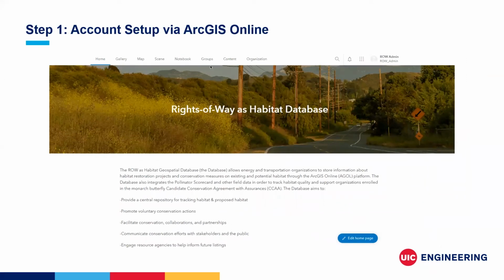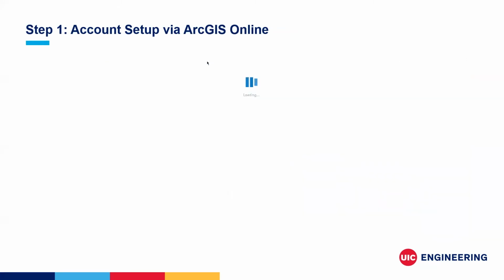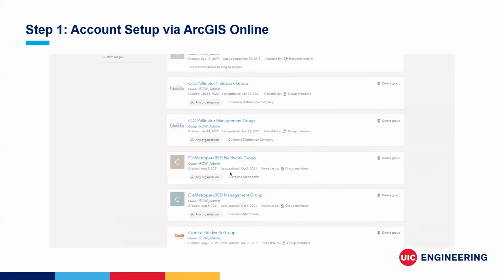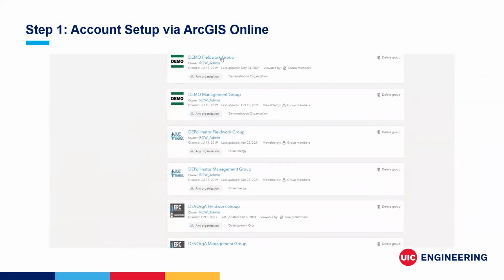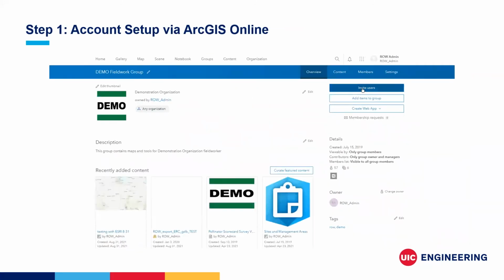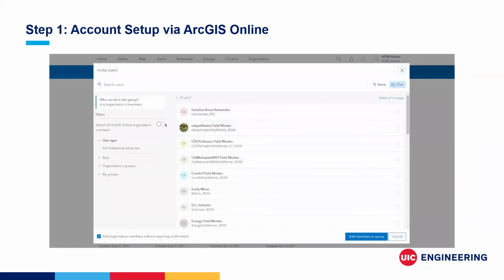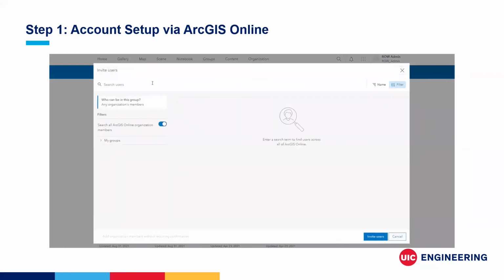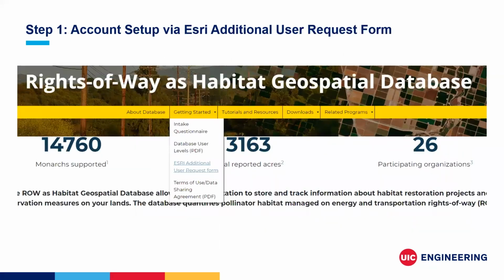Users can also be invited into the field worker group after an organization has been deployed by an account administrator or data manager in ArcGIS Online by navigating to your organization's field worker group, selecting Invite Users, and then searching for that user by name, email, or ArcGIS Online username. To request ArcGIS Online user credentials for staff who do not already have institutional accounts, fill out the Esri Additional User Request form, which can also be found under the Getting Started tab.